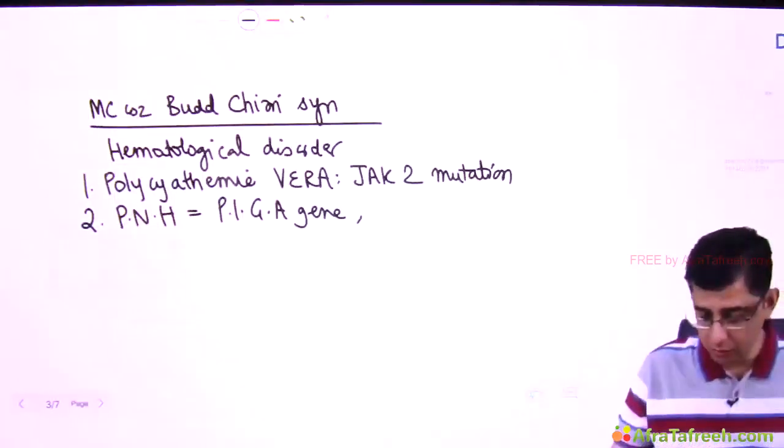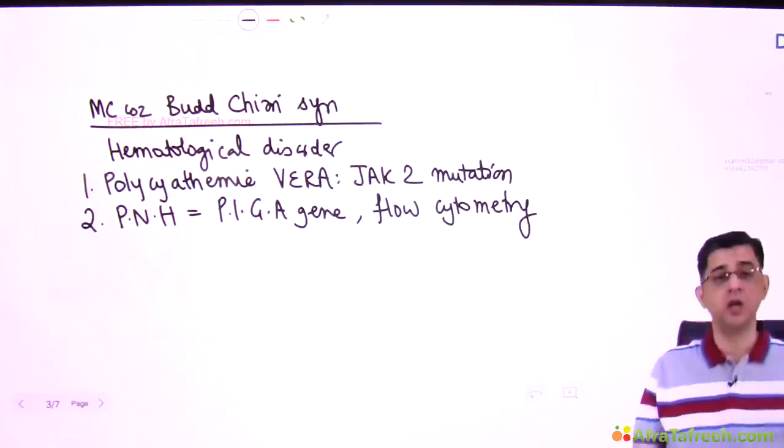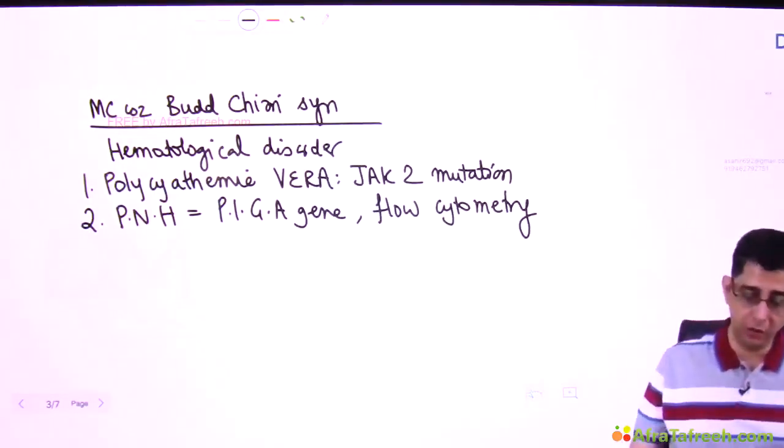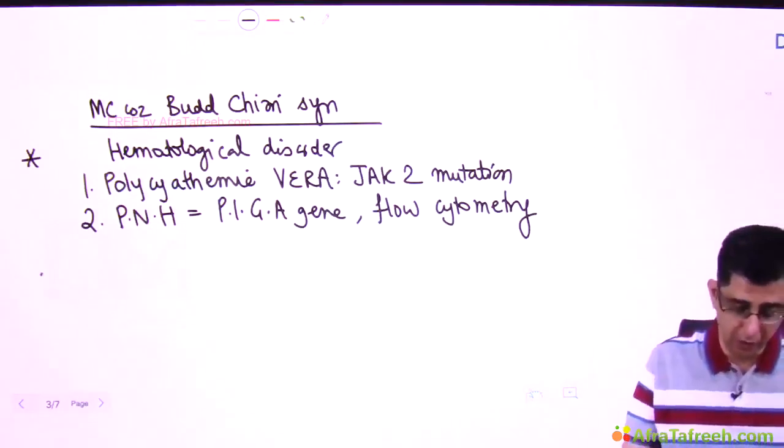Like for PNH, you also need to do flow cytometry, because CD55 and CD59 are the ones which are affected in PNH. And without going into hematology, I want to say the fact that these are two leading causes for why you would be having Budd-Chiari.